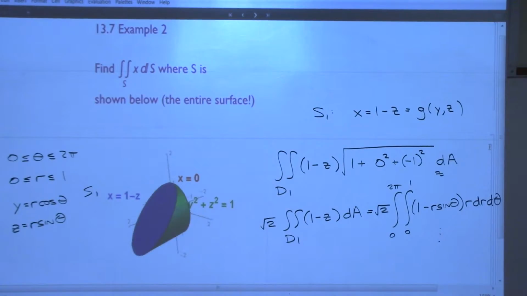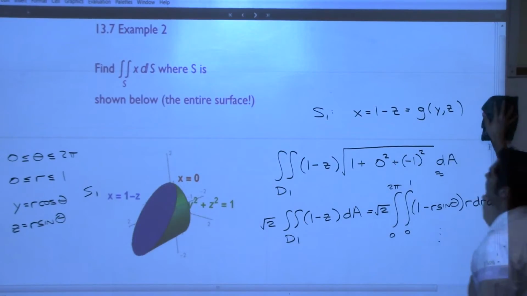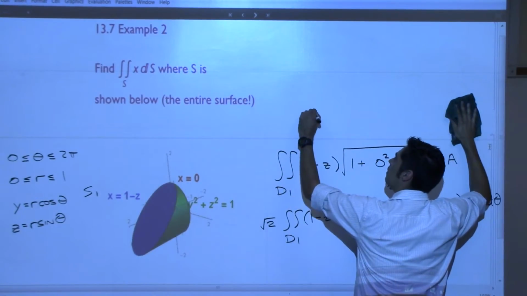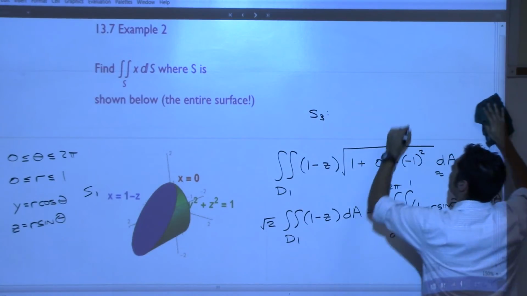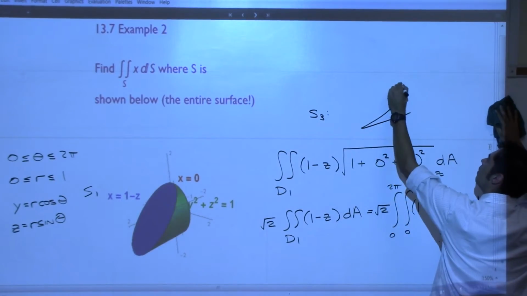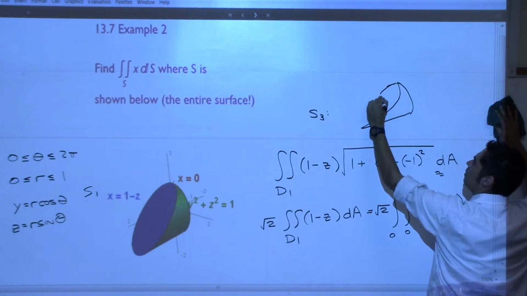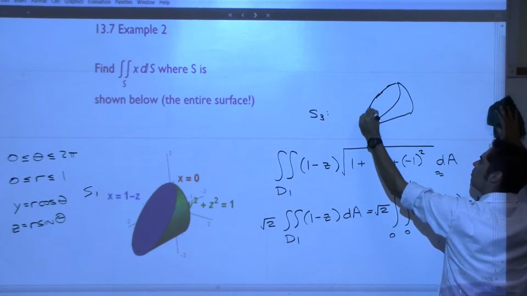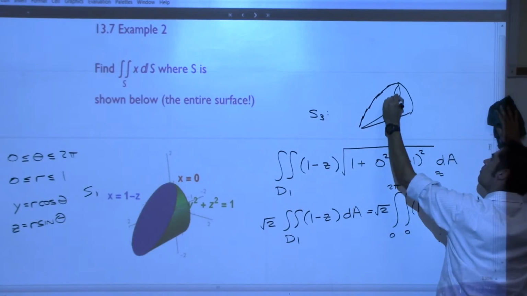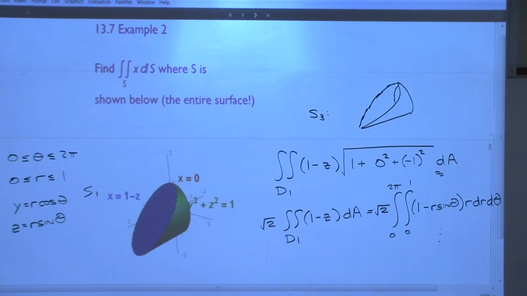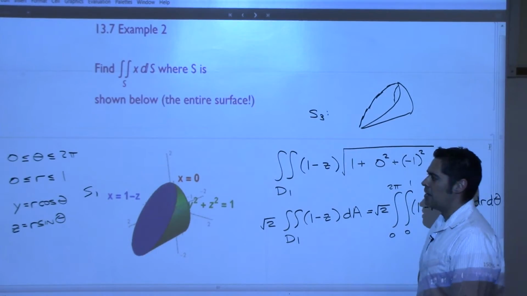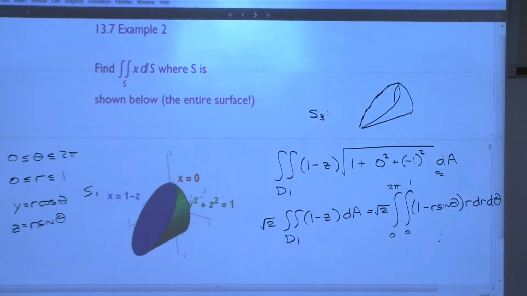All right, that's S1. We still have S3. Now look at S3, which kind of looks like this. Not too bad. It's not so bad, right? S3? It's pretty good. Can you write S3 as a function of two variables? No. There's just no way you can do it.